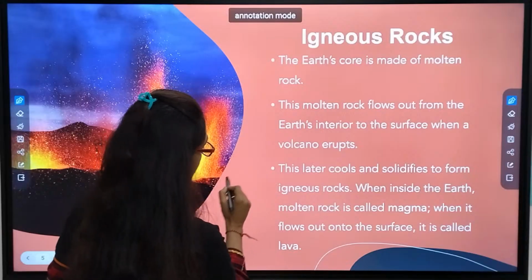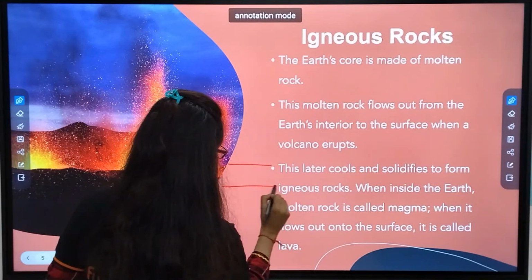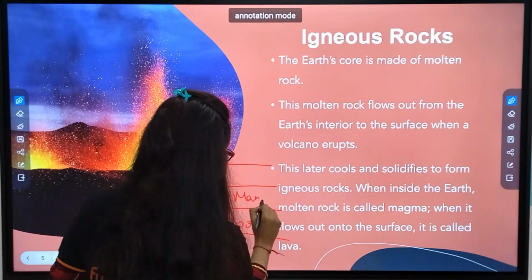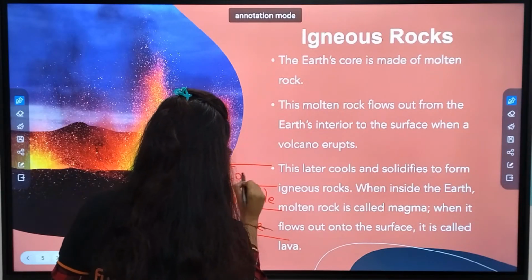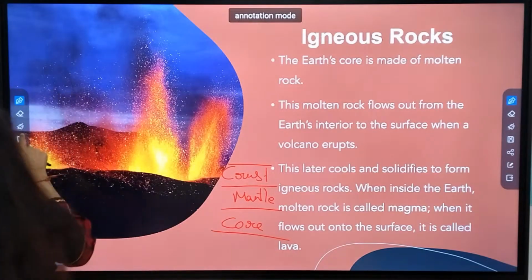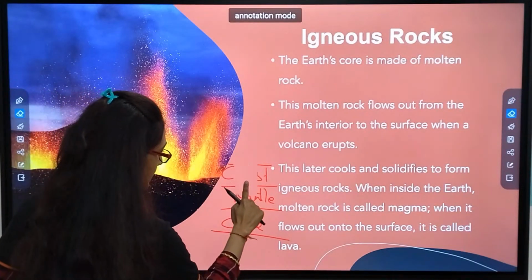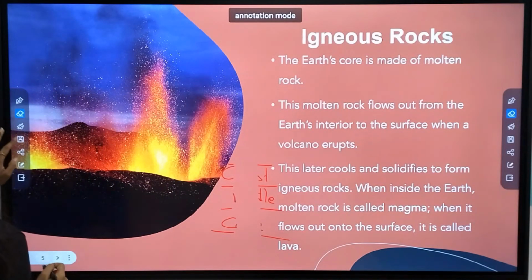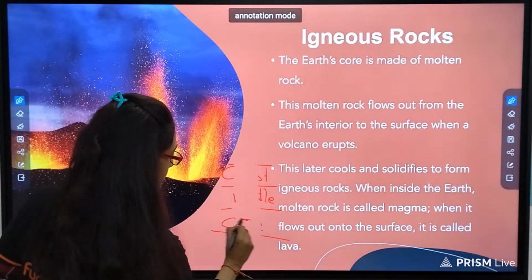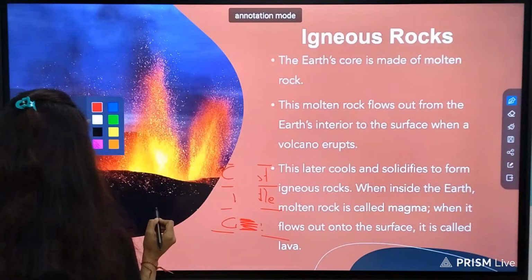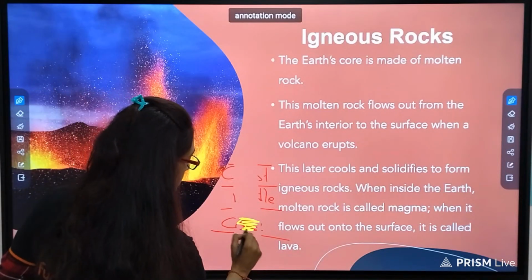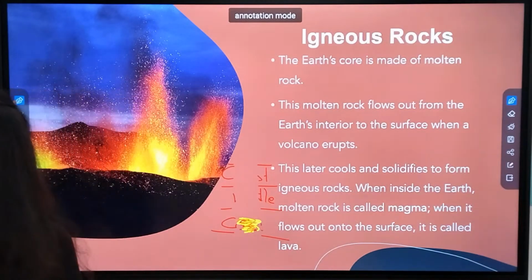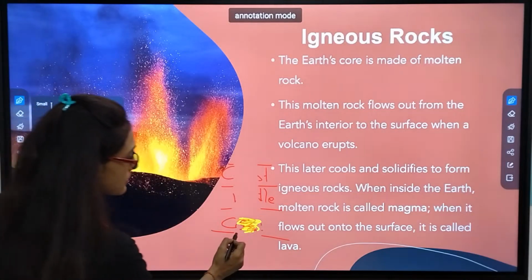See, I have told you there are three layers. This is the core, this is the mantle, and this is the crust. Now, let me just make a hole in between this. So what does the core contain? The core contains this liquid, hot, molten rock material. Right? So this is known as magma.